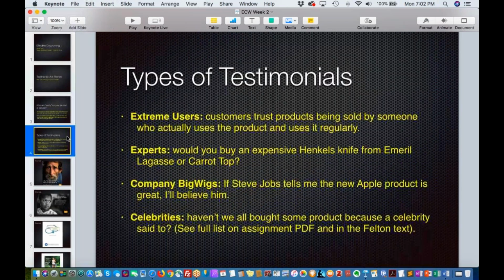You're going to be using, there's 9 different types of testimonials that George Felton covers in Advertising Concept and Copy. Here's some examples. An extreme user or a frequent user is someone who has maybe donated to the nonprofit organization year after year, or maybe it's someone who's used the services of your nonprofit and can speak to how wonderful the nonprofit is because they were able to get help from them.